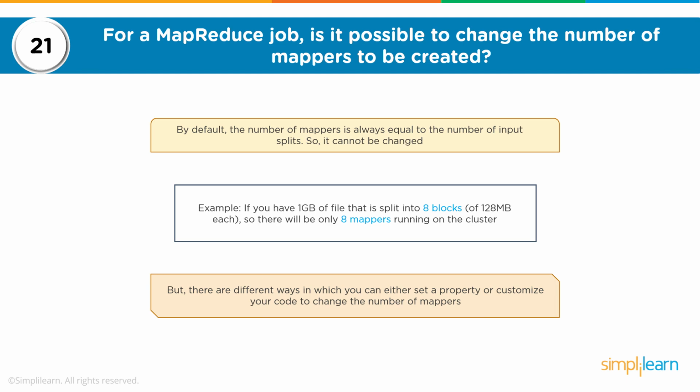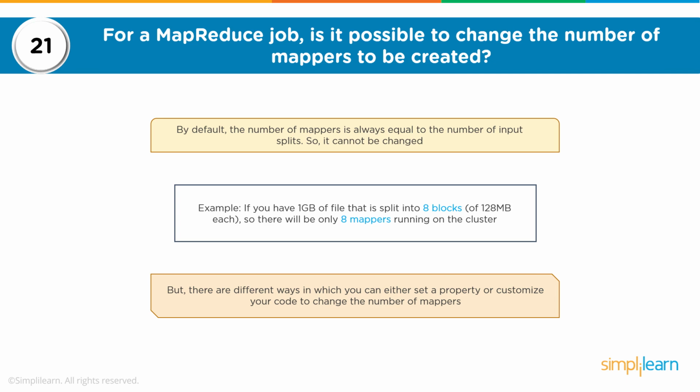The question is, for a MapReduce job, is it possible to change the number of mappers to be created? Now, by default, you cannot change the number of map tasks because the number of map tasks depends on the input splits. However, there are different ways in which you can either set a property to have more map tasks, or you can customize your code or make it use a different format which can then control the number of map tasks.